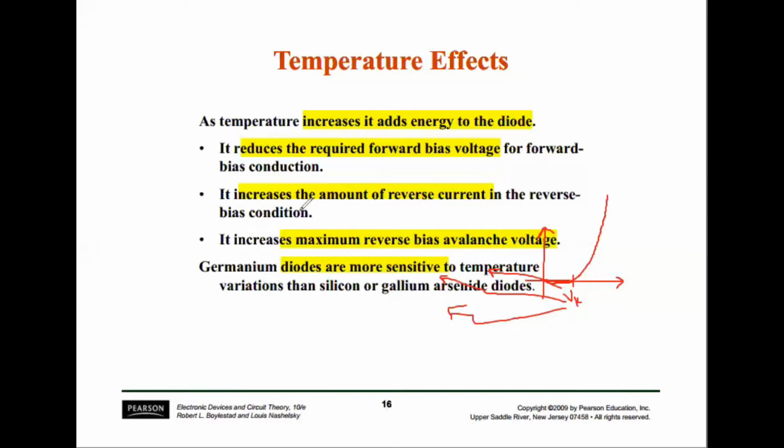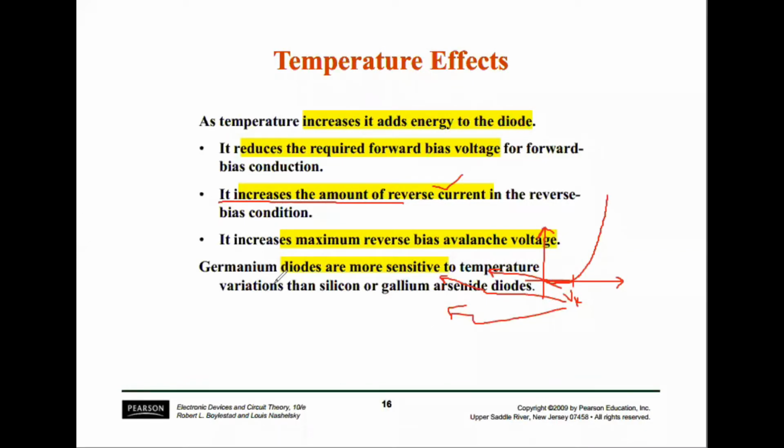Similarly, an increase in temperature will increase the amount of reverse current. The amount of reverse current will also be increased by increasing the temperature of a diode. It also increases the maximum reverse bias avalanche voltage. When you are increasing the temperature, it will increase the reverse voltage as well.